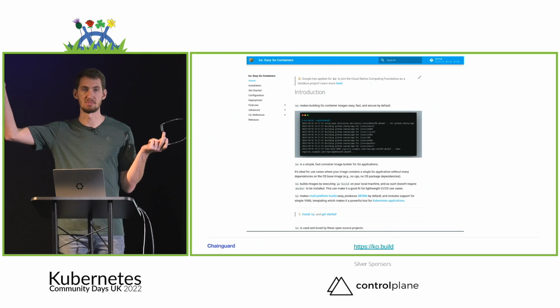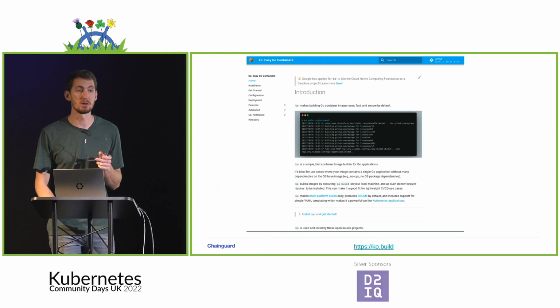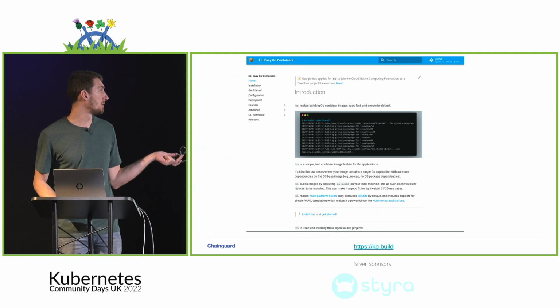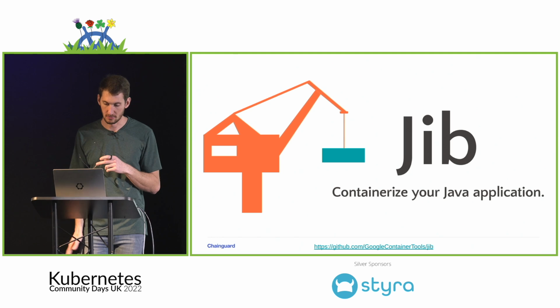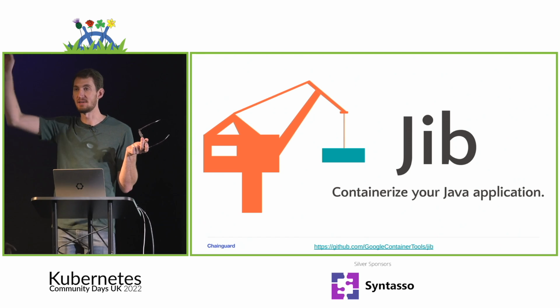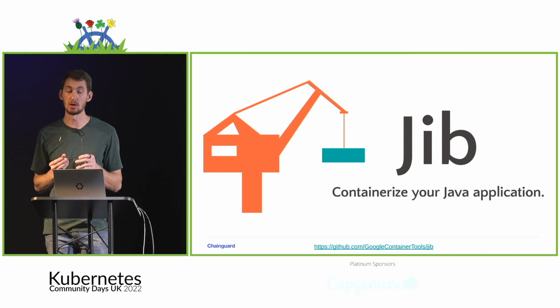Has anyone used distroless before? Yeah, quite a few people. Right, so this is great if you're a Go developer. You most likely are using this in your CI environment, which is actually what it's really meant for. Jib. Anyone use Jib? This is a tool by the folks over at Google for building Java images, very similar to how ko works.